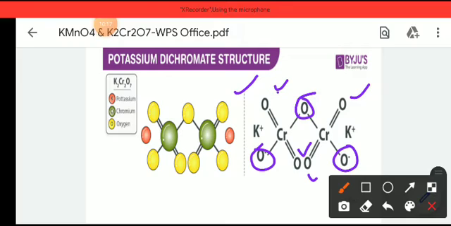Similar to potassium permanganate, KMnO4, potassium dichromate is also an oxidizing agent. It also acts as an oxidizing agent in several organic reactions, and in the chapter on alcohol, aldehyde, ketone and carboxylic acid, we have also seen some uses of potassium dichromate as an oxidizing agent. So in today's class, we have discussed KMnO4 and K2Cr2O7.